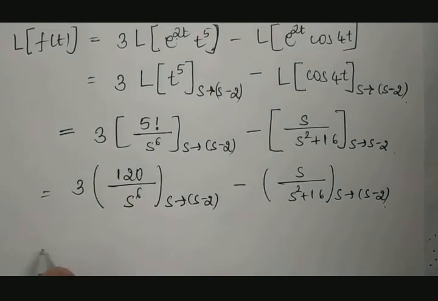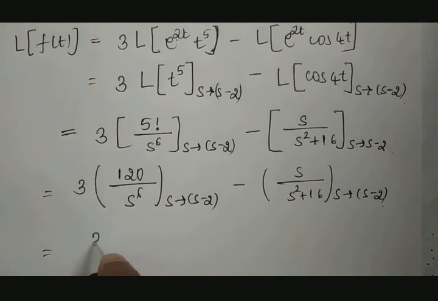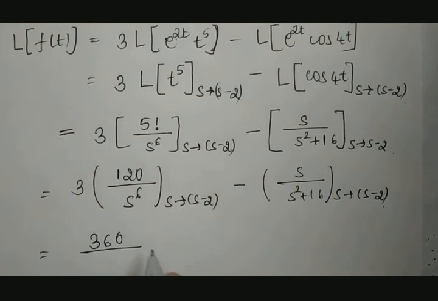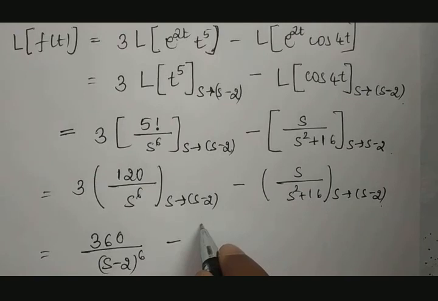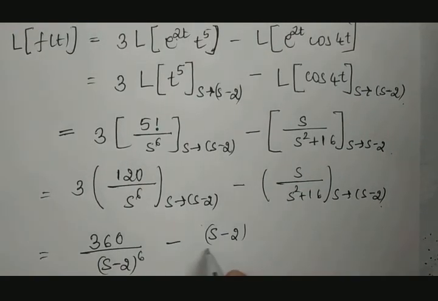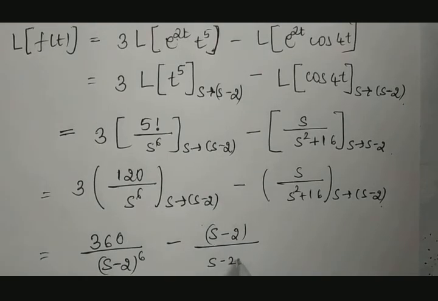Therefore 120 into 3, 360 divided by s replaced by s minus 2 raised to 6, minus here s is going to be replaced by s minus 2, so it is s minus 2 divided by s minus 2 the whole square plus 16.